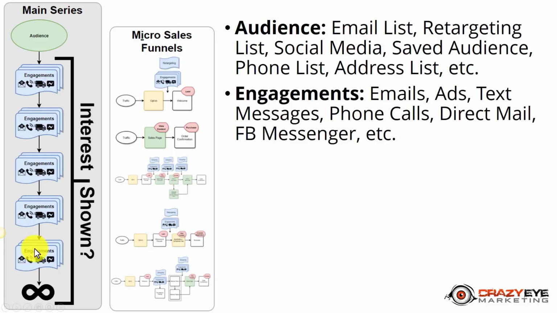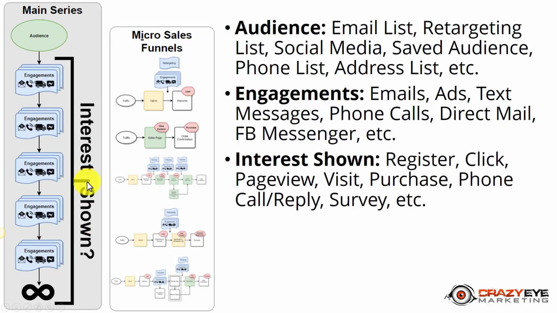And then you reach out to your audience through different types of engagements. And these engagements are simply emails, ads, text messages, phone calls, direct mail, Facebook Messenger, etc. Any way you engage with your ideal customer or audience. And through these engagements, we're watching how people interact with them. And depending how they interact, we know if they're interested in that particular topic, product, or service.